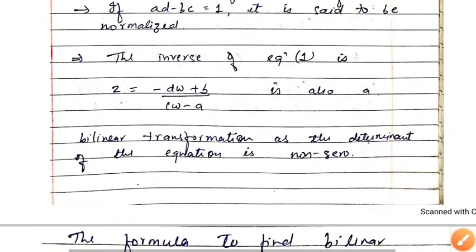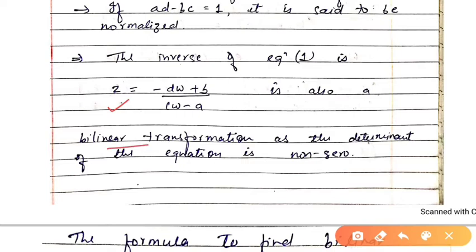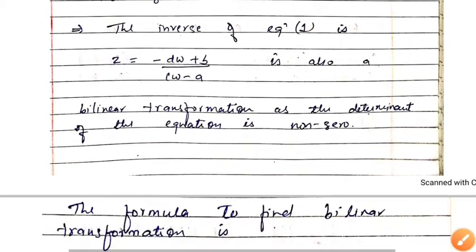Now, the inverse of equation 1. The inverse of equation 1 is given by Z equal to minus DW plus B upon CW minus A, which is also called a bilinear transformation as the determinant of the equation is non-zero. See, this equation is the inverse of the above equation 1, and this is also known as bilinear transformation because AD minus BC will not be equal to 0, right?